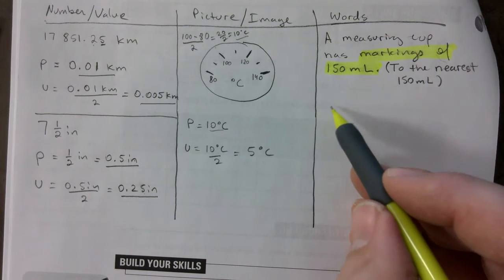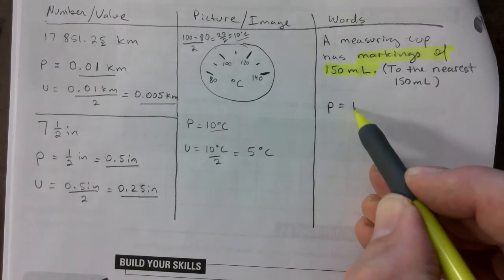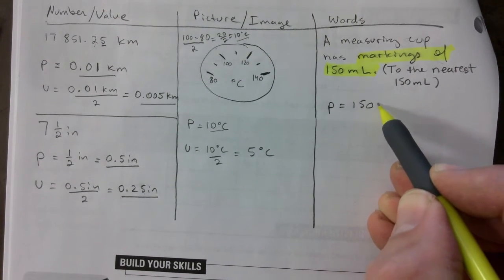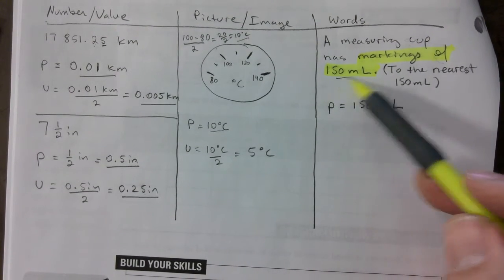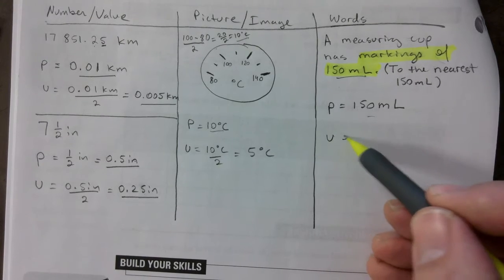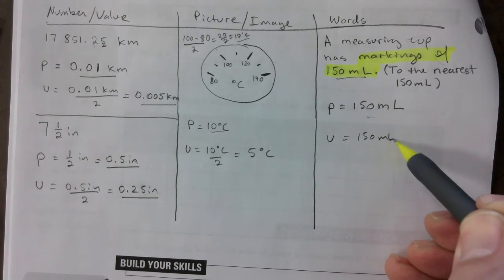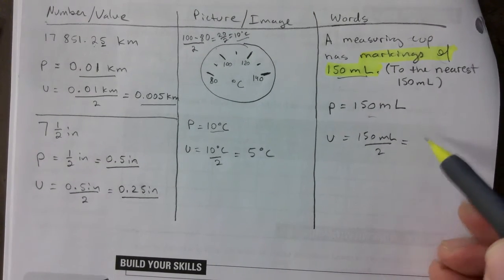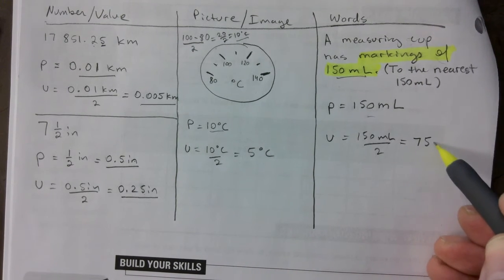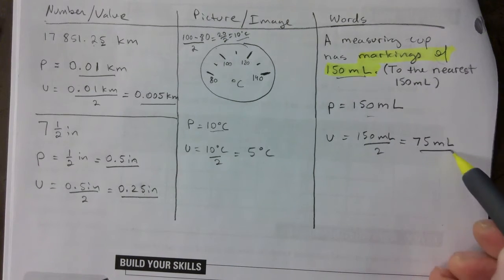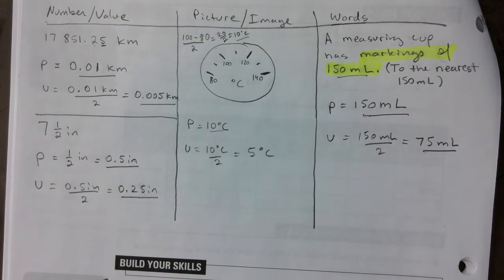So my precision is definitely going to be the markings that they're telling me already. They're telling me it's 150. Uncertainty, what's half of 150? This is good mental math. 75 milliliters. So there's your precision and your uncertainty there.